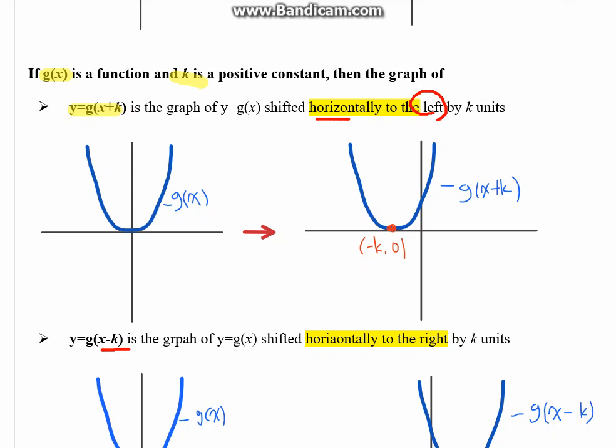So if this is y equals g(x), then y equals g(x plus k), with the k inside the parentheses, is going to be shifted horizontally to the left. And this position here is going to be (negative k, 0), because there's nothing outside the parentheses. The y position is going to be 0.